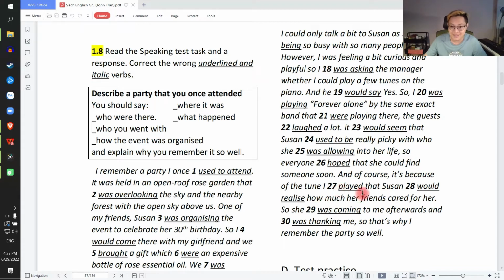27 is I played, correct. So 27 played, ed là đúng nha. So 27 played is correct. But was playing can also be a good answer if you want to imply that the piano playing was continuous. Số 27 có thể dùng play cũng được, hoặc là was playing nếu các bạn muốn ám chỉ rằng cái chuyện chơi piano nó mang tính kéo dài, mang tính tiếp diễn. That's Susan because of the tune I played. That Susan 28, that Susan realized how much her friend cared for her.